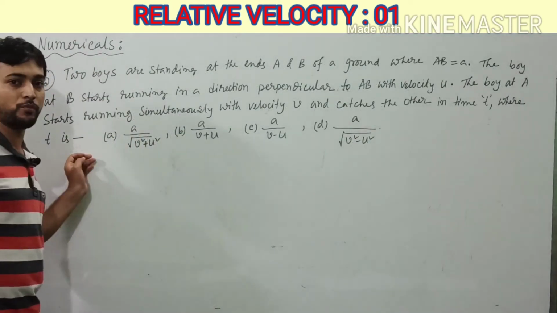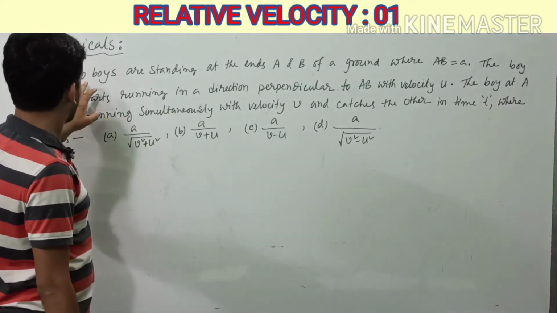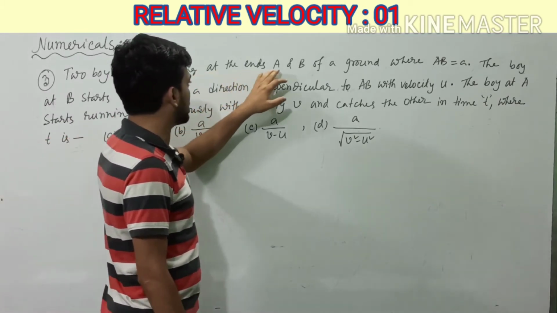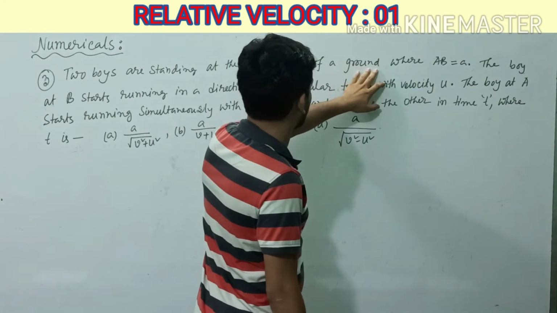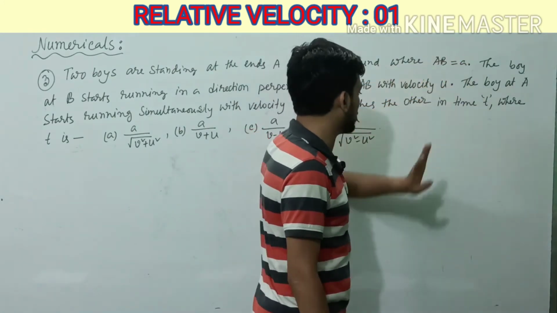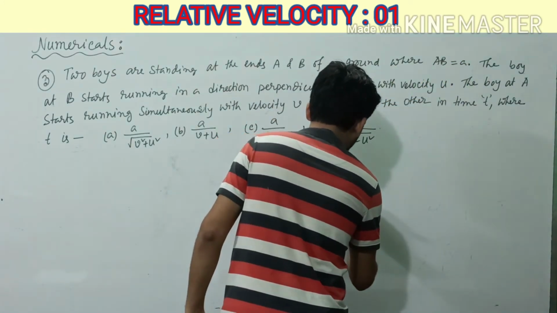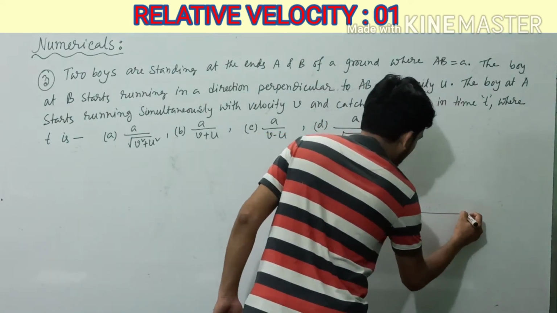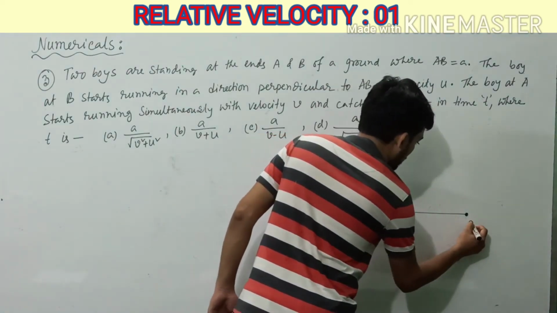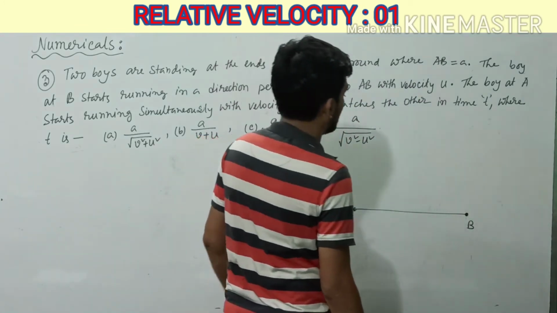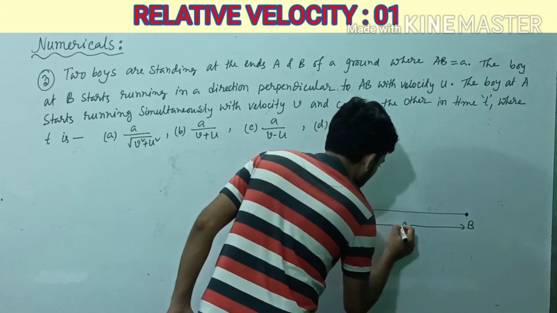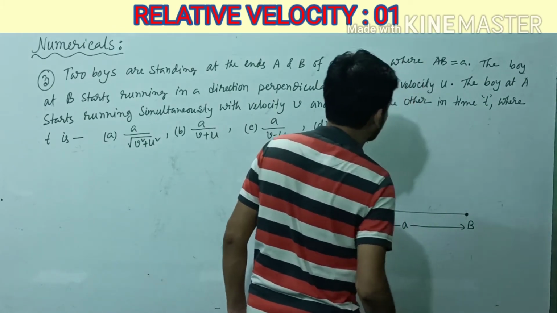This question is very important. What is given here: two boys are standing at the ends A and B of a ground where AB is equal to a. So we are considering 2 points A and B on the ground, and the separation between A and B is equal to small a.